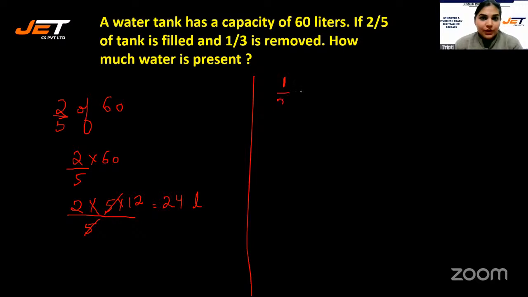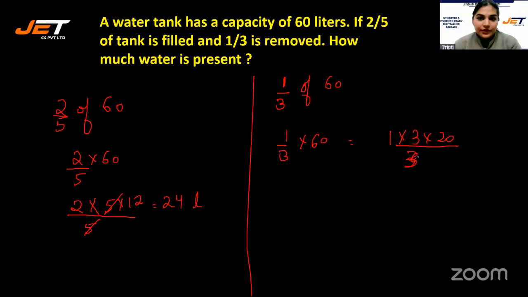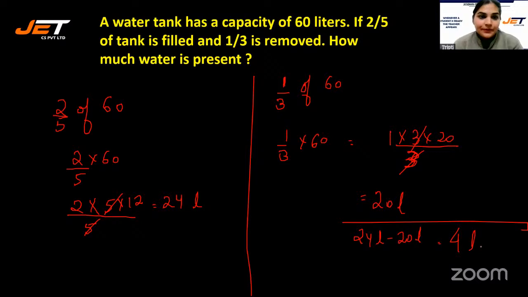One-third of 60 liters. So 1 by 3 times 60, I can solve it as 1 times 3 times 20. In the denominator we have 3. 3 cancels, 20 liters. So how much water is present? Just like we did in the last question, 24 liters minus 20 liters, which is equal to 4 liters. So 4 liters of water is present.